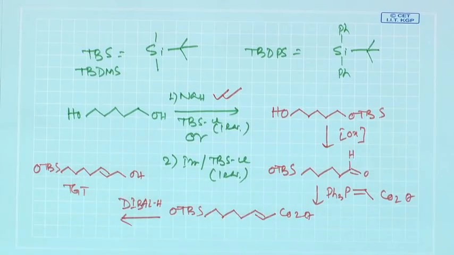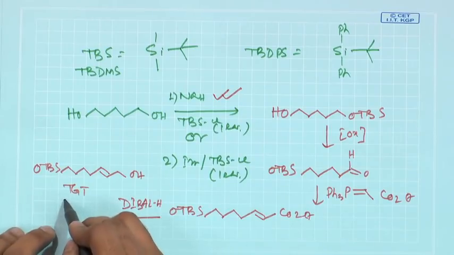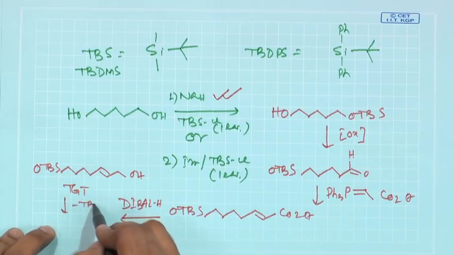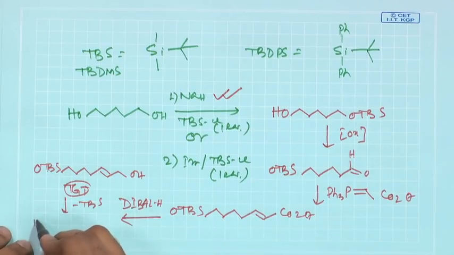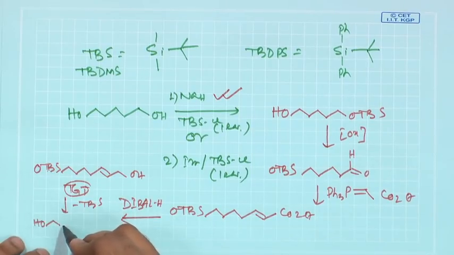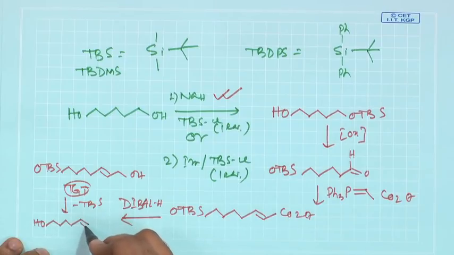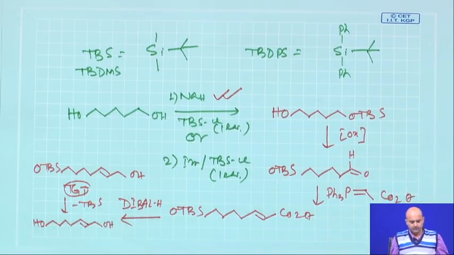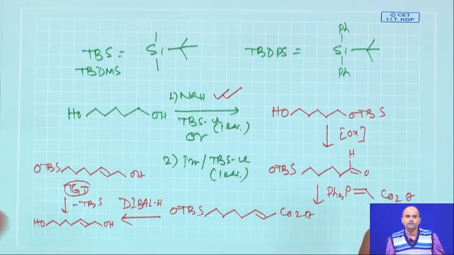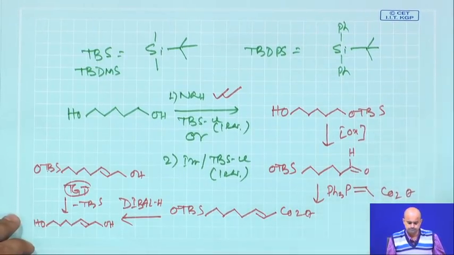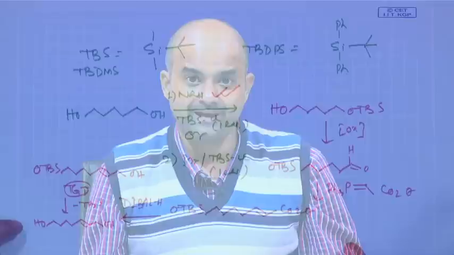Here you use this and then you just remove the TBS group. Sorry, this is not the target molecule, you have to remove the TBS group to get your target molecule. So, your target molecule is this. In synthetic experience, if you have similar kinds of functional groups whose chemical reactivities are almost similar, you need to mask one of the functional groups through a suitable protecting reagent.